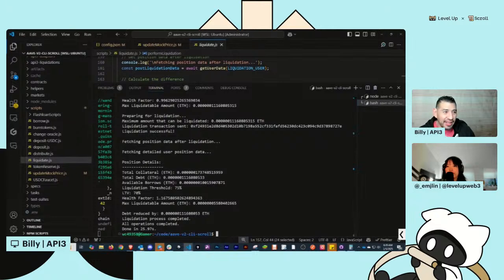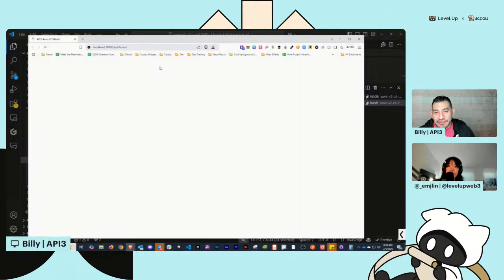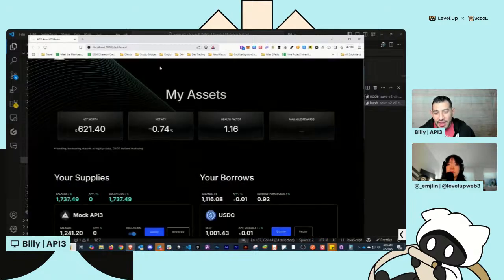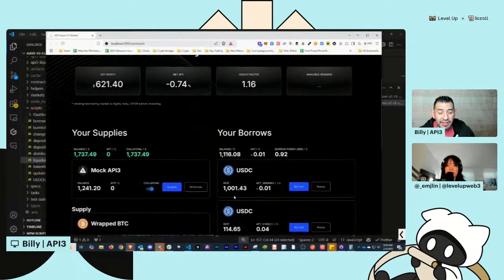So let's go ahead and check my health position. Where did I put that position here? There we go. Let me refresh it. I was 0.99. And now I'm at a health factor of 116. I'm nice and healthy again. And I have significantly a lower amount of USDC, and my balance is lower.